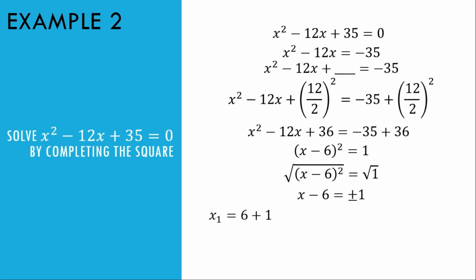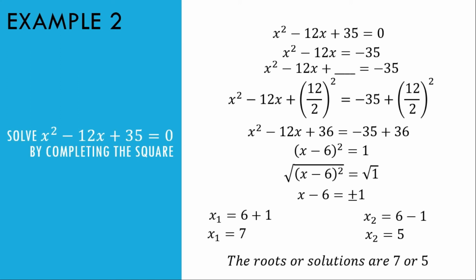So, yung x sub 1 natin, class, since positive negative yan, tapos itatranspose mo din si 6. So, 6 plus 1 is equal to 7. That's your first root. Then, you have x sub 2, 6 minus 1, which is 5. So, our roots of the solution are 7 or 5.